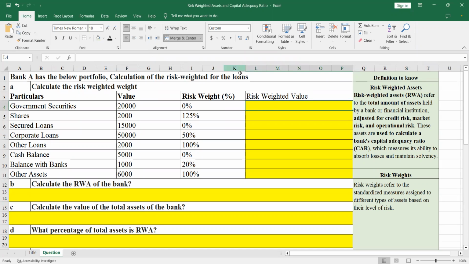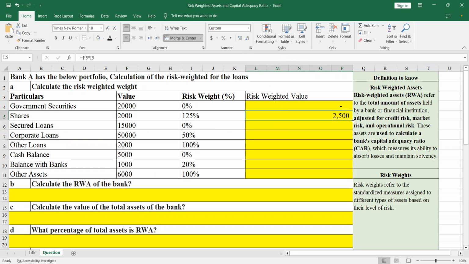So how do you calculate the risk-weighted value? All you have to do is multiply the value of the asset by the risk weight. So that's equal to 20,000 multiplied by 0%. That's a 0 risk weight. And for shares, it's 2,000 multiplied by 125%. So the risk-weighted value of shares is 2,500, not just 2,000.